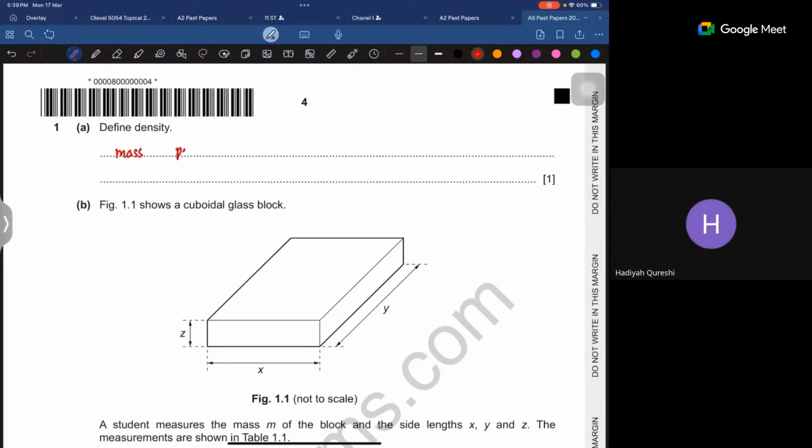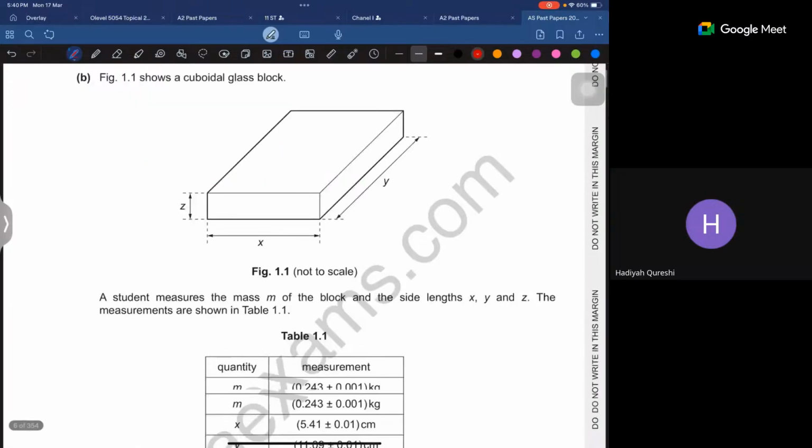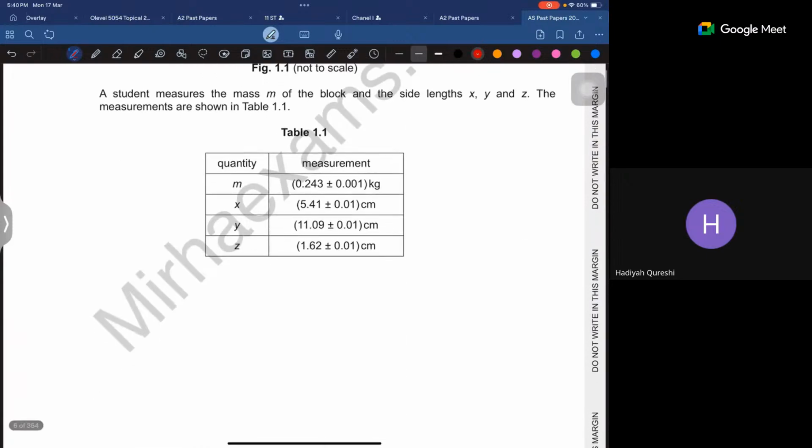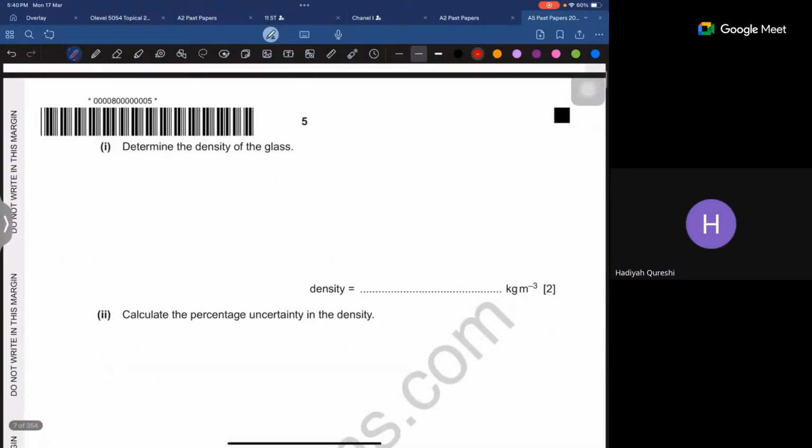Density is defined as mass per unit volume. All right, so this would be the density. Then you have a rectangular block, and within this, it says a student measures the mass of the rectangular block and then sides x, y, z measured as m, x, y, z. Very good. Determine the density of the block.